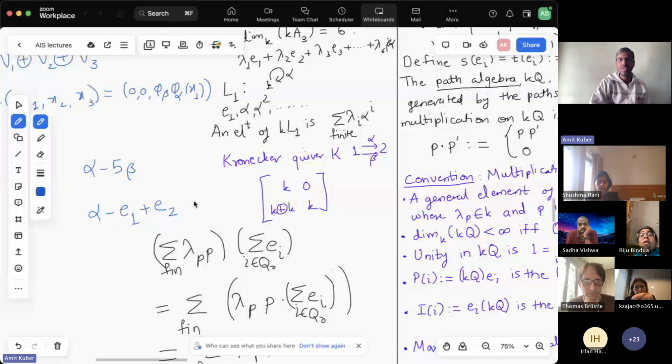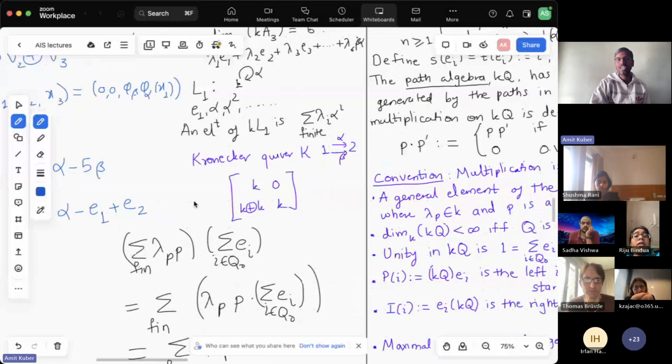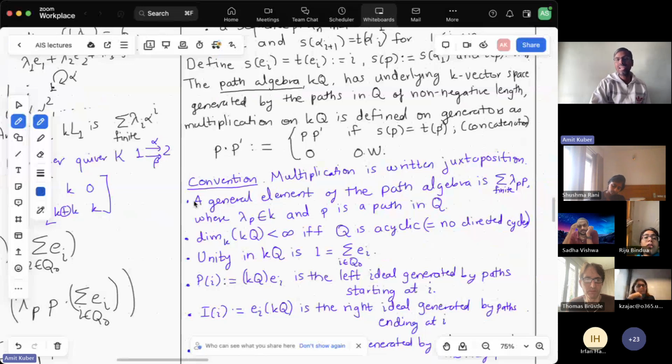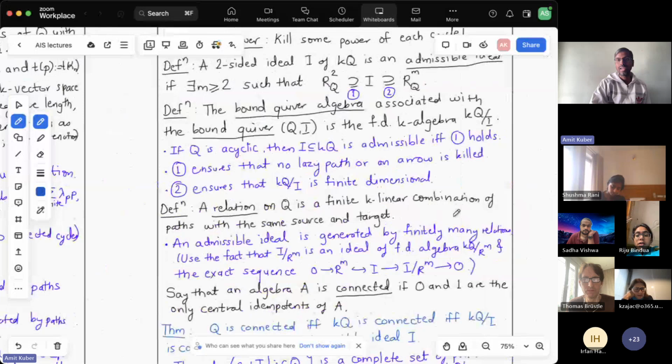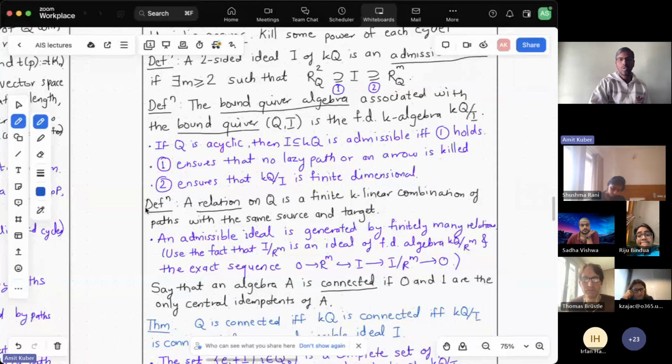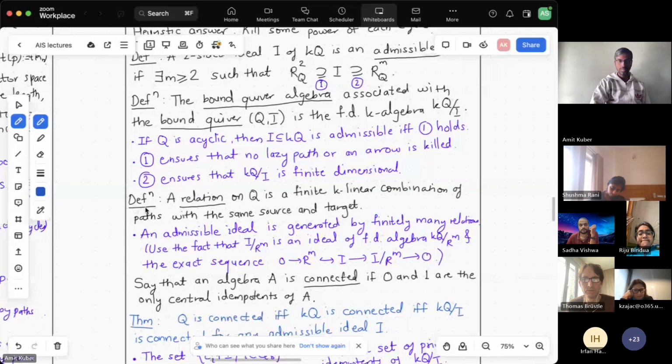So that's what I have written here. A relation on Q is a finite k-linear combination of paths with the same source and same target. All those paths should share the same source and target. Okay? And how many relations are necessary?